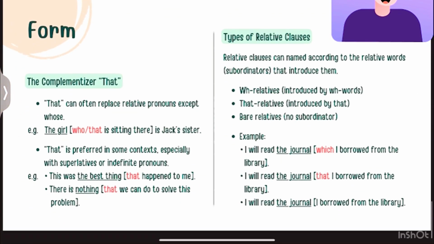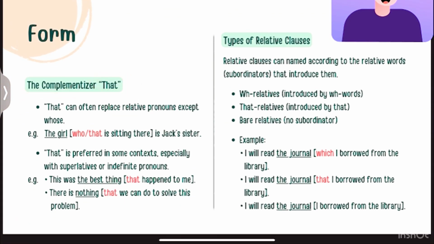And the next, the complementizer that. The word that can replace who, whom, which, but not whose. For example, the girl who is sitting there has the same meaning as the girl that is sitting there. We also often use that with superlatives or indefinites. Example: this was the best thing that happened to me, or there is nothing that we can do.